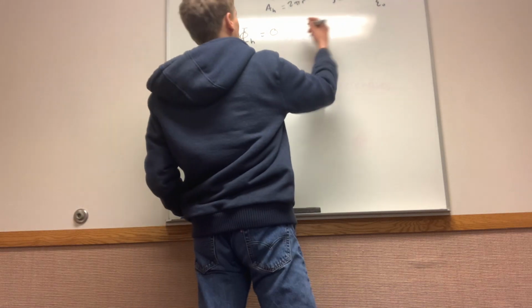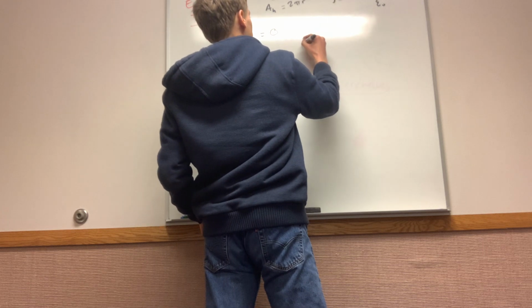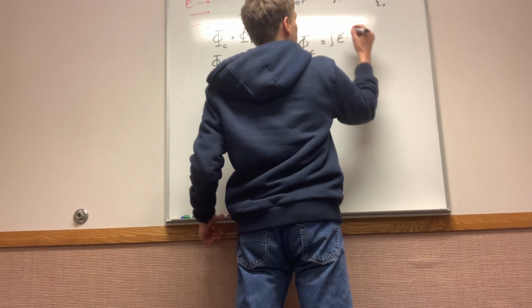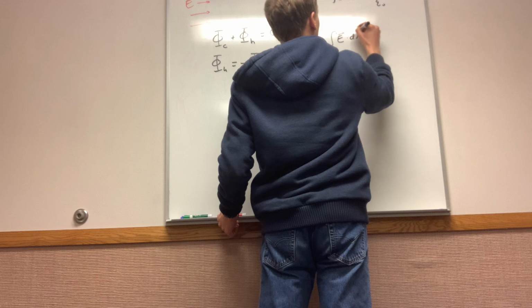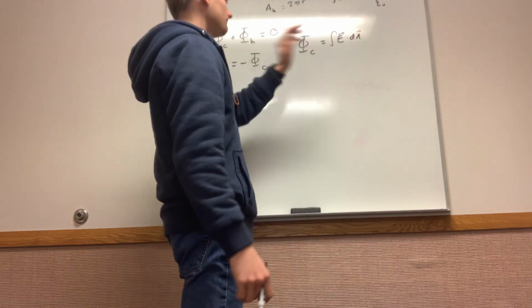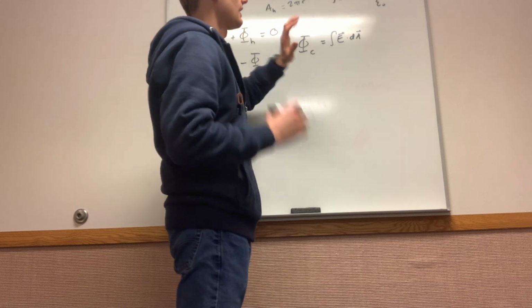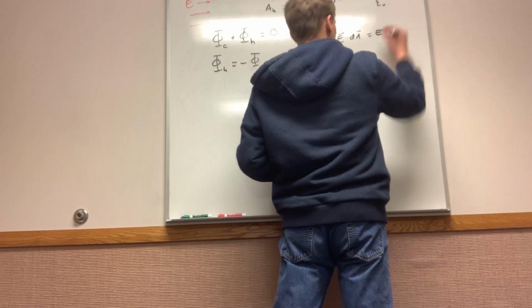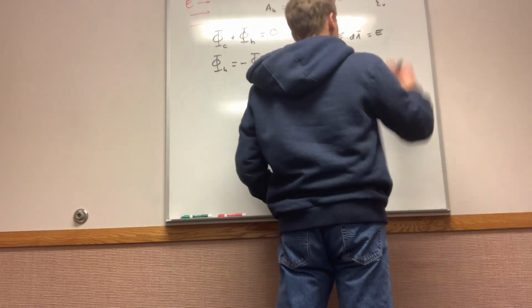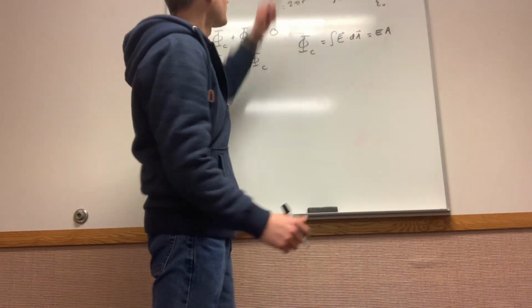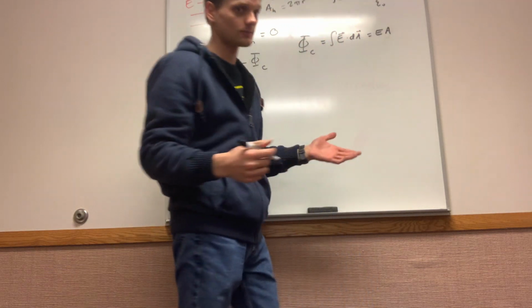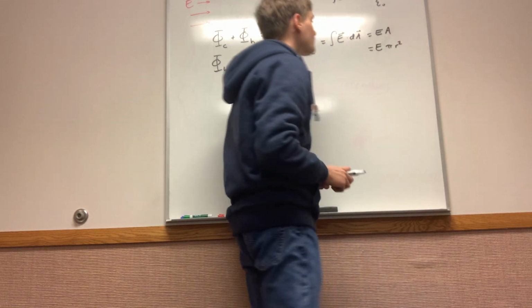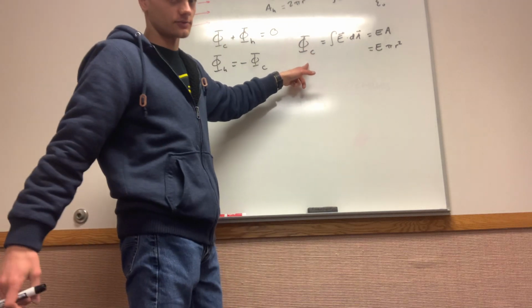So we have the flux of a circle will be integral of the electric field dotted with the area component, which when you take the integral of this will give you E times A. And we have up here, area of a circle is pi r squared. So this will be E times pi r squared. And that is the flux through the circle.